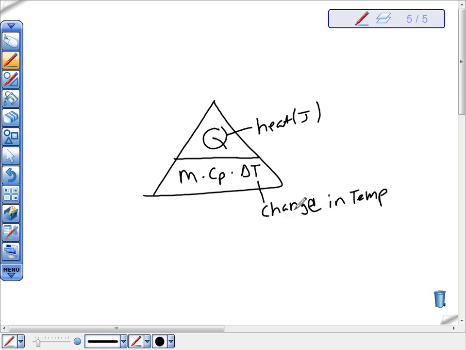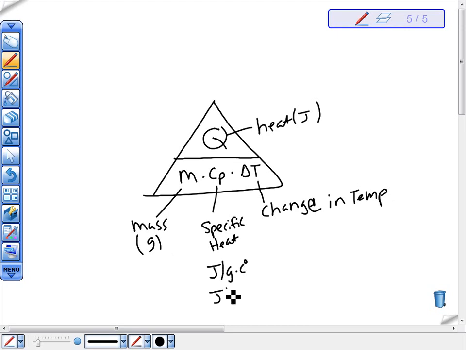And again, that could be Celsius or Kelvin. Because it's the change in, it will be the same no matter if it's Celsius or Kelvin. So you don't need to convert ever. This is going to be specific heat. And this is going to be mass. This one's measured in grams. This one's measured in joules per gram Celsius or joules per gram Kelvin. And it doesn't matter if it's Celsius or Kelvin. We're just not going to use Fahrenheit.